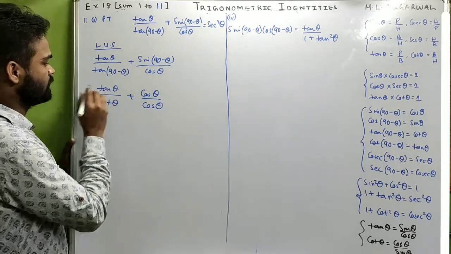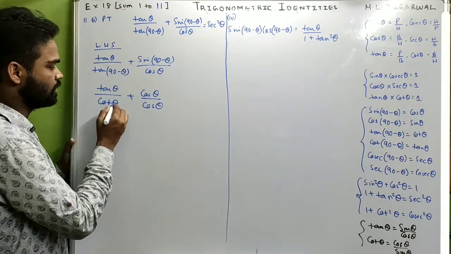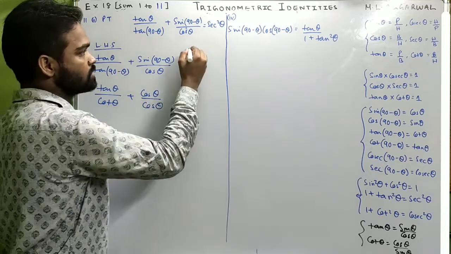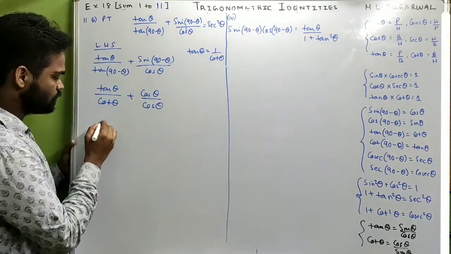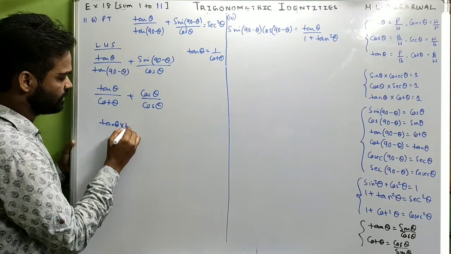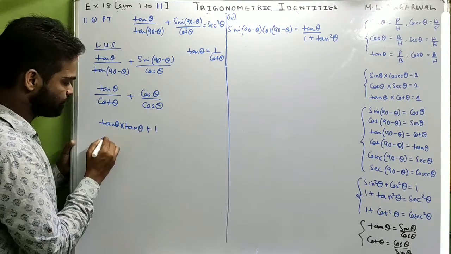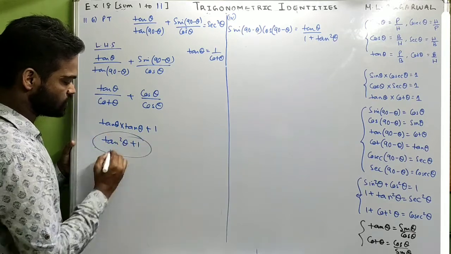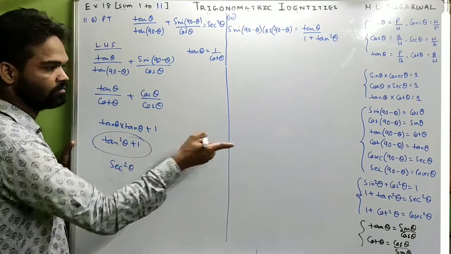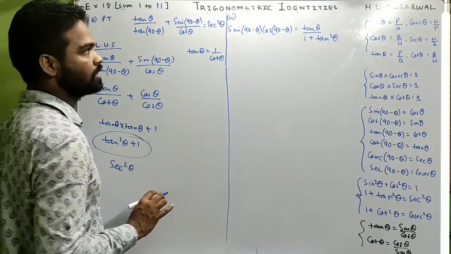Now look carefully. Tan theta by cot theta. See, tan theta equals 1 by cot theta. So this we can write as tan theta multiplied by tan theta, isn't it? And this is 1. So this is tan square theta plus 1. And tan square theta plus 1 is nothing but sec square theta. We have the identity. Is it clear?